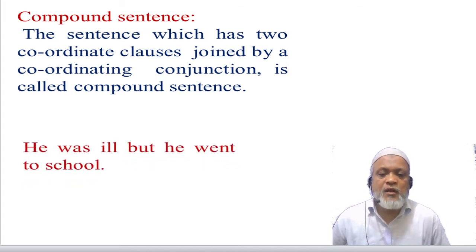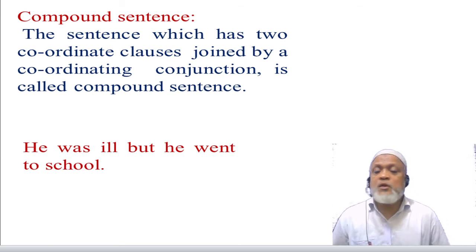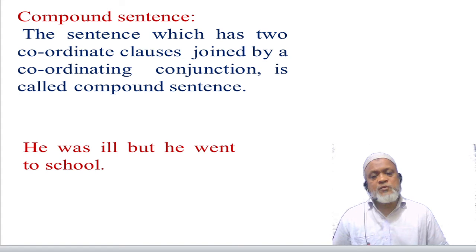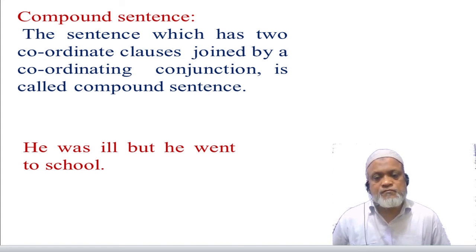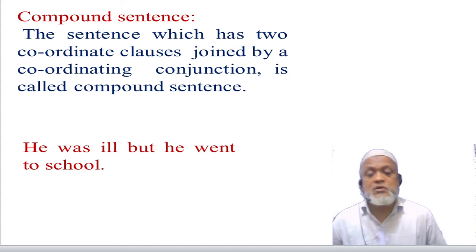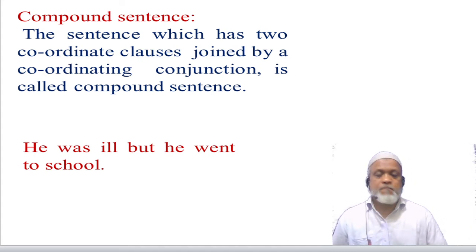As an example, he was ill but he went to school. Here, he was ill is a clause and he went to school is another clause, and these two clauses are joined by but, which is a coordinating conjunction.